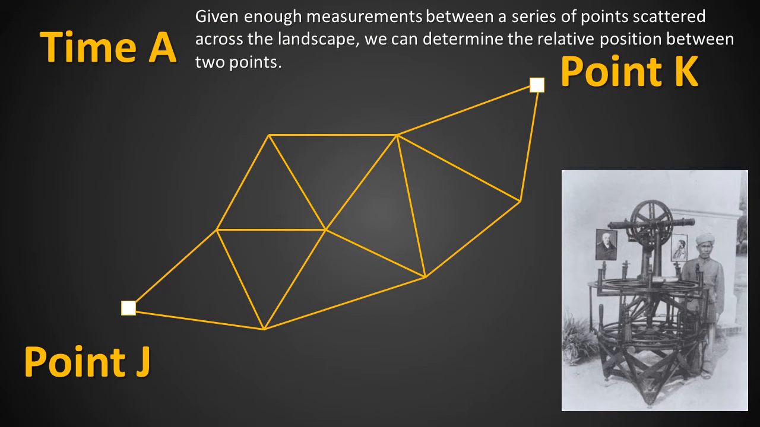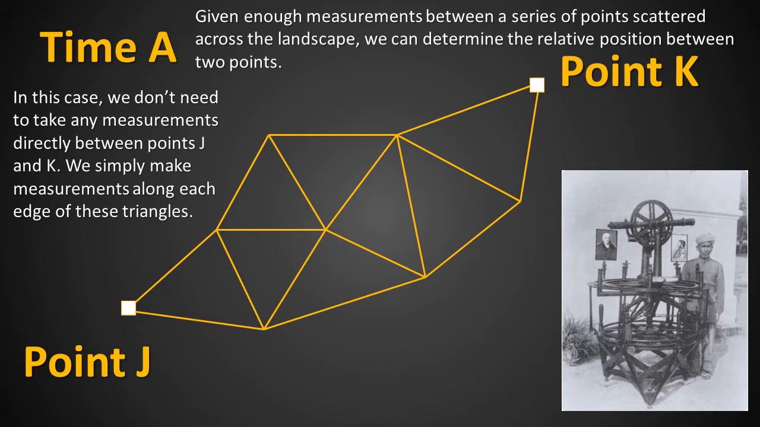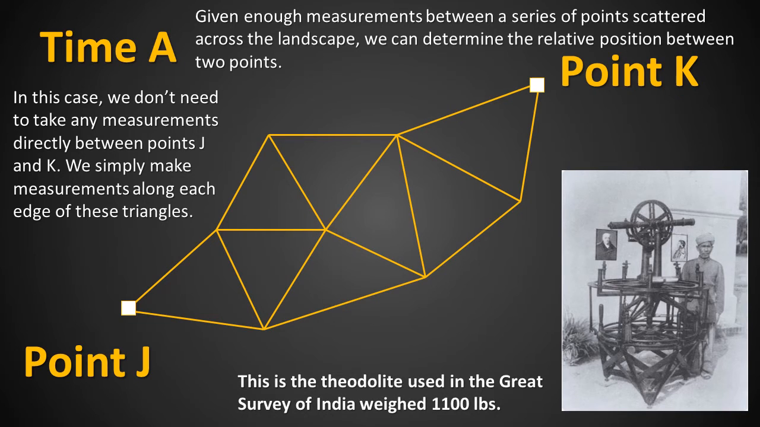Given enough measurements between a series of points scattered across the landscape, we can determine the relative position between 2 points. In this case, we don't need to take any measurements directly between points J and K. We simply take measurements along each edge of these triangles. This is the theodolite used in the Great Survey of India, and it weighed 1,000 pounds.